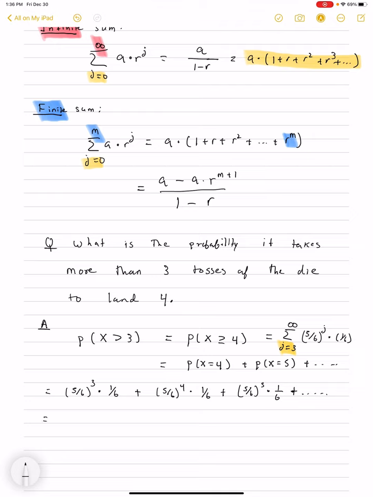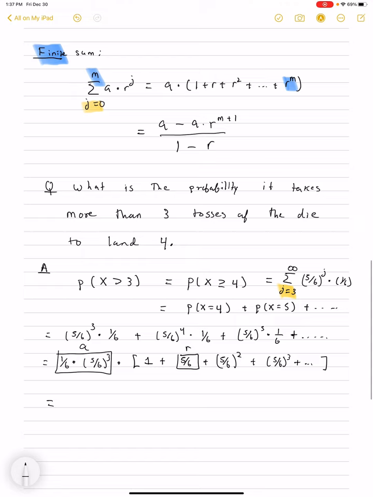I see every term in this probability has a factor of 1/6, so I'm going to take that out. I see also that every term has a factor of (5/6) cubed, so I'll take that out. And when I rewrite this, I'll have 1 plus 5/6 plus (5/6) squared. My next term would be (5/6) cubed, and that comes in the ellipses from the previous line, and it keeps going infinitely. So I can use this formula with a being that term and r being 5/6.